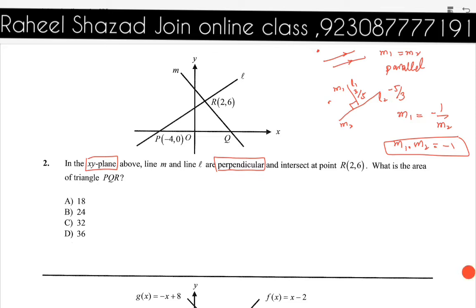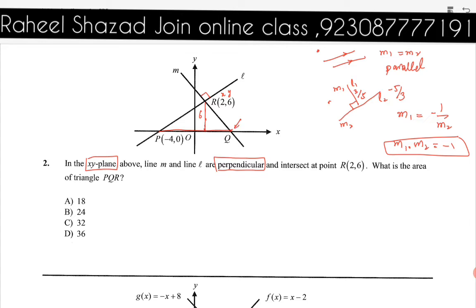So in the xy plane above, lines M and L are perpendicular and intersect at the point (2, 6). What is the area of triangle PQR? Okay, so now we have these two lines, they are perpendicular, right? By the way, if by any means I manage to find the coordinates of Q, it will be easy for me, because this is (2, 6), that means this is 2 and this height is 6, so the height of the triangle is 6. And only the base is missing. We need to find the coordinates of Q.